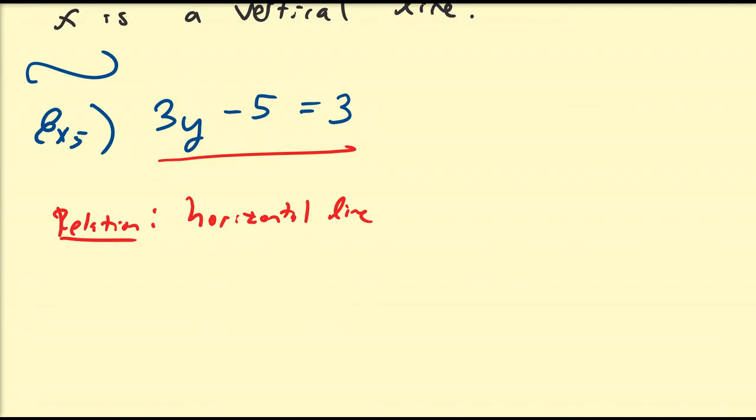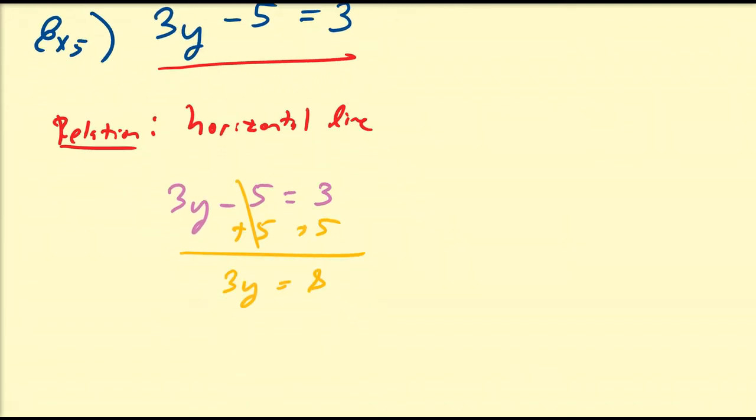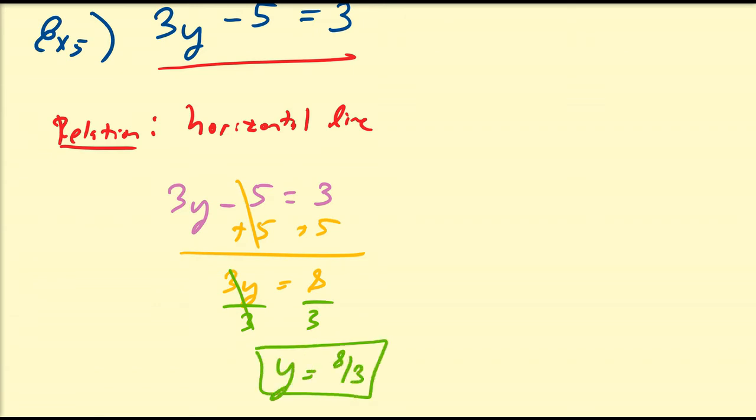So what is it equal to? Usually horizontal lines are written as y equals a number. So let's see if we can figure out what that number should be. So 3y minus 5 is equal to 3. Let's solve this basic equation. Let's add 5 to both sides of this equation. So 3y is equal to 8. And now let's divide both sides by 3. So y is equal to 8/3.